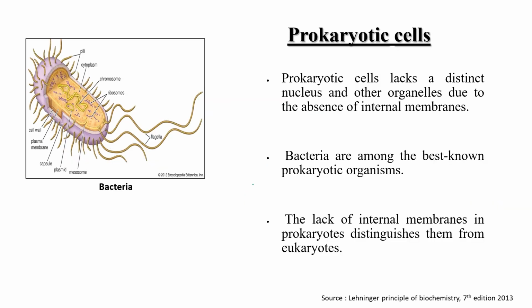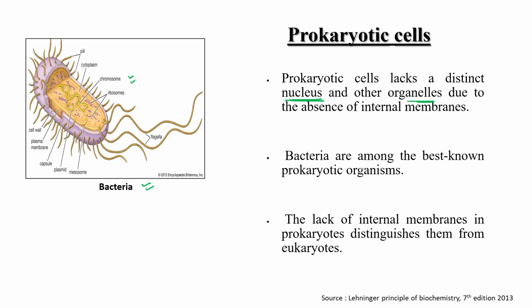Now let's discuss the first type of cell, that is prokaryotic cells, and all types of bacteria come under this particular category. As you know, this prokaryotic cell doesn't have a nucleus, only chromosomes. Okay, chromosomes or DNA in a very coiled way, without any membranous organelle. It is just suspended in the cytoplasm, right? So prokaryotic cells lack a distinct nucleus and other organelles as well. Why? Because of the absence of internal membranes. They don't have any membrane bound organelles.